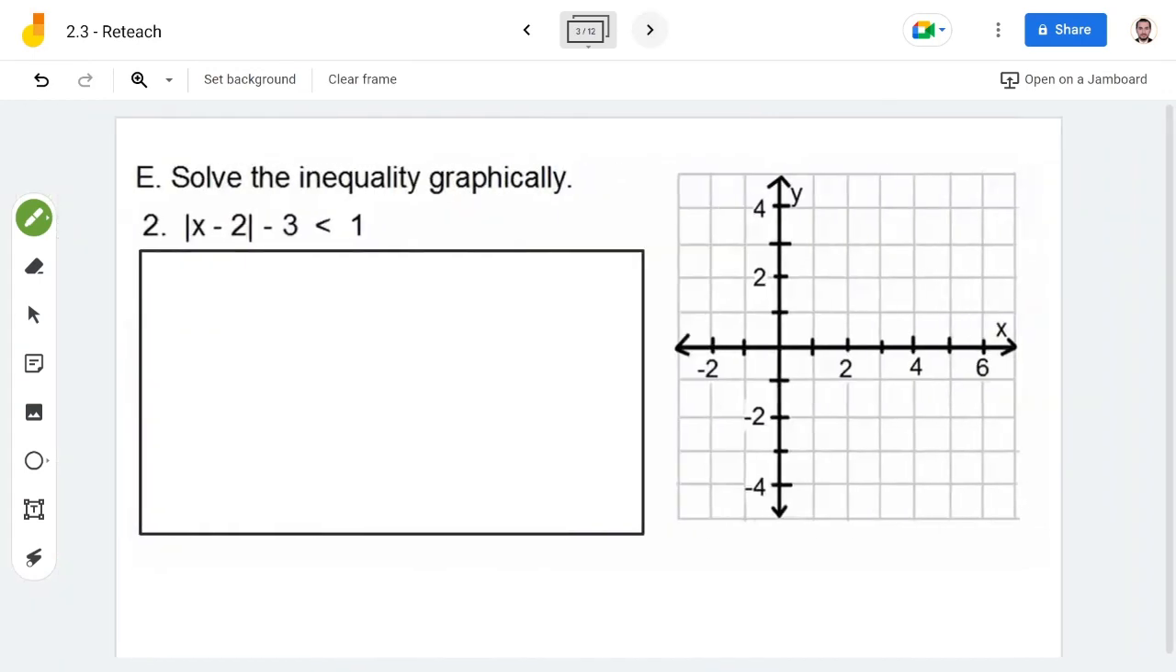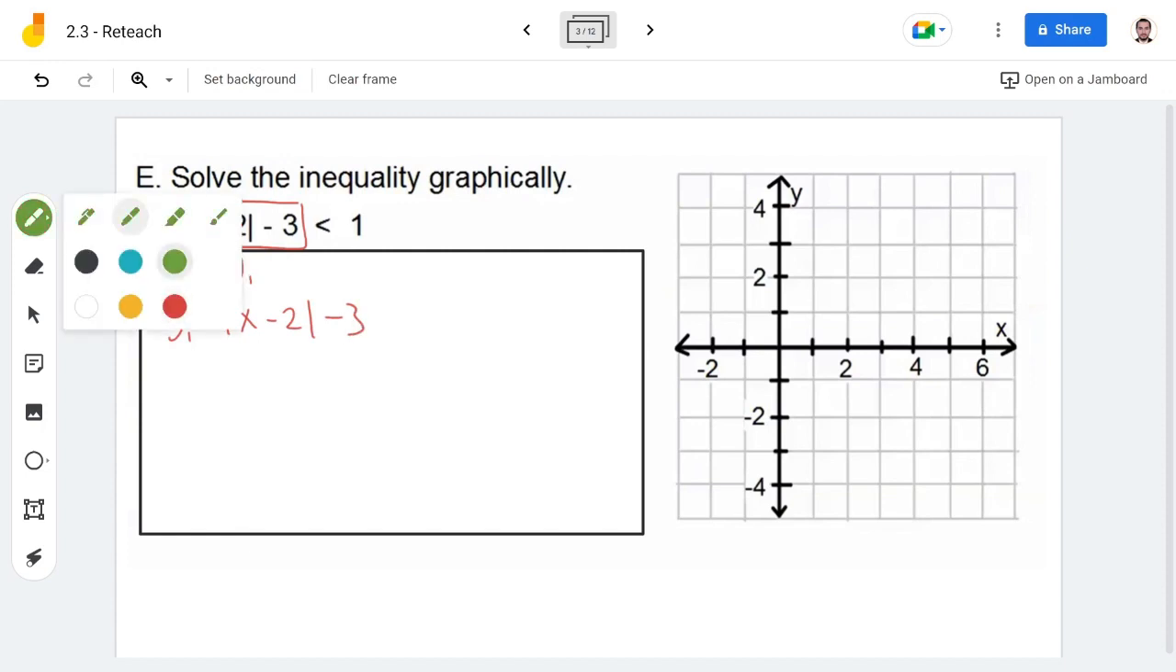Let's take another example to explain this more. Now let's do the same steps. We consider this one as y1, which is y1 equal to the absolute value of x minus 2, minus 3. And this one is y2, so y2 is equal to 1.